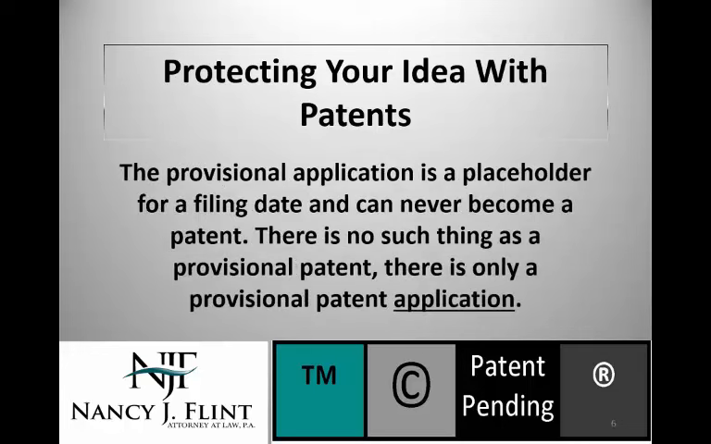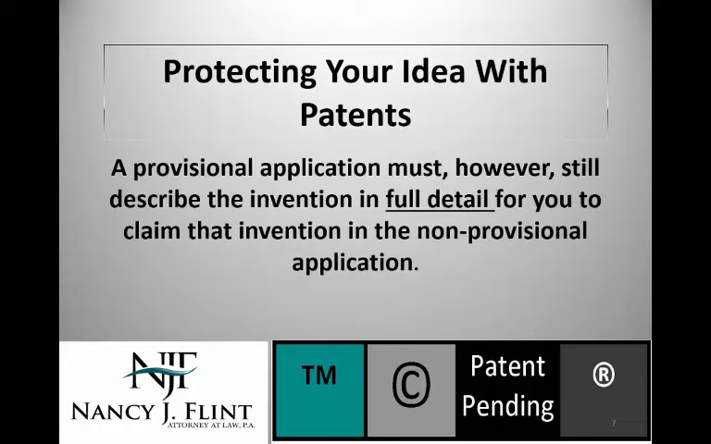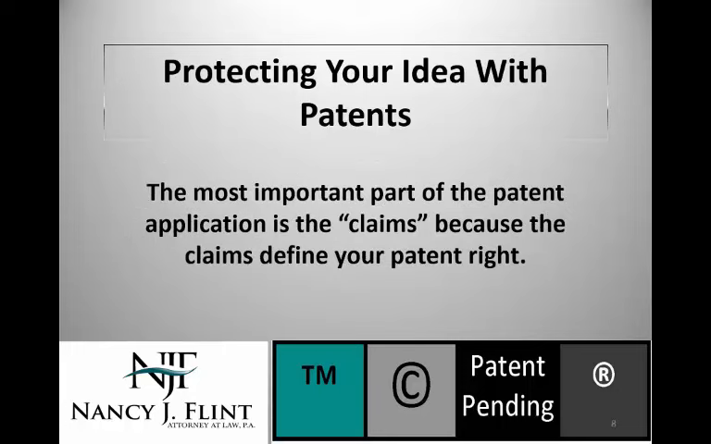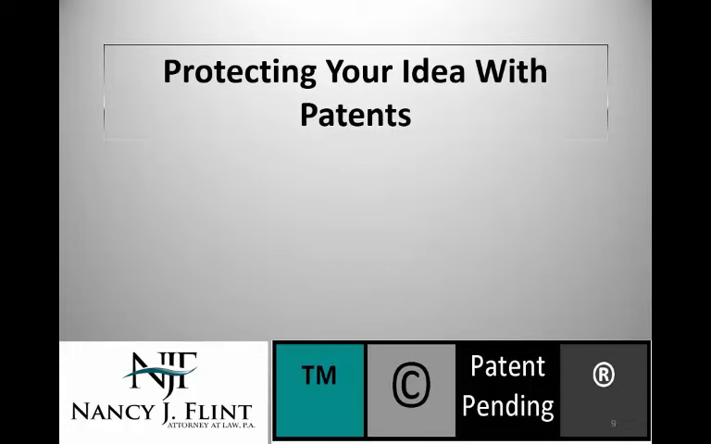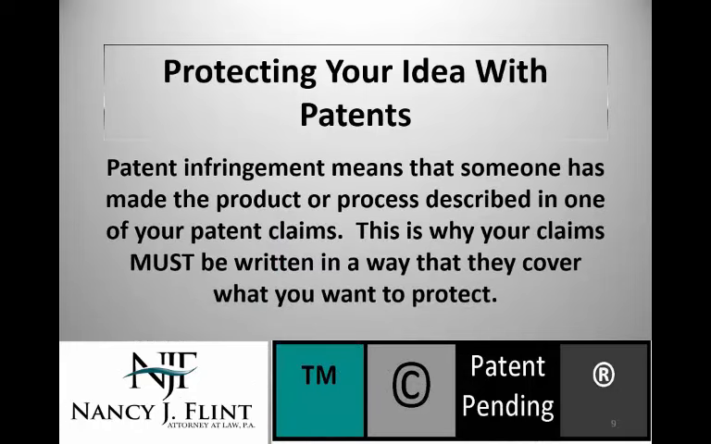The provisional application is merely a placeholder for a filing date, and it can never become a patent. There is no such thing as a provisional patent. There is only a provisional patent application. A provisional application must still describe the invention in full detail for you to claim that invention in the non-provisional application. The most important part of the patent application is the claims, because it is the claims that define your patent right. Patent infringement means that someone has made a product or process described in one of your patent claims. Because of this, your claims must be written in a way that they cover what you want to protect.